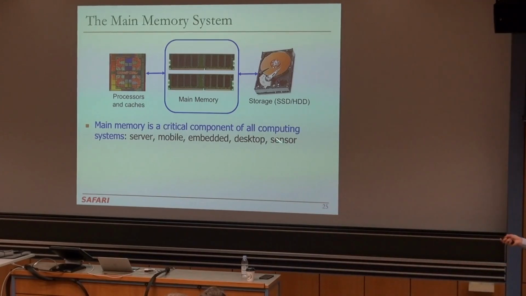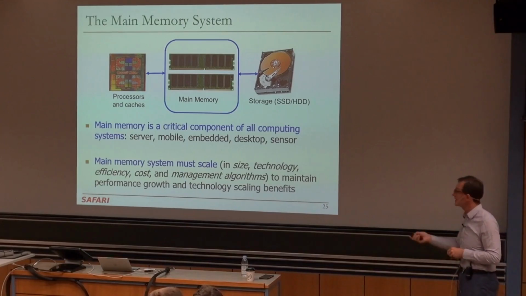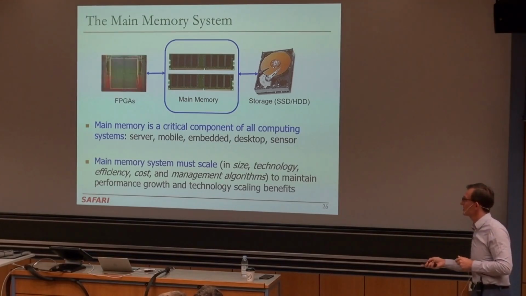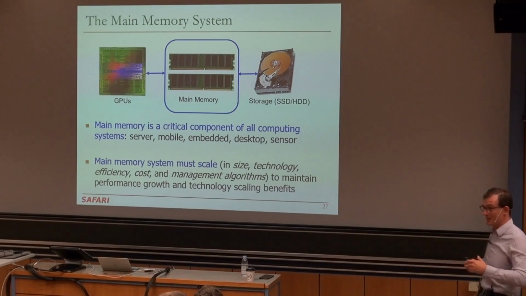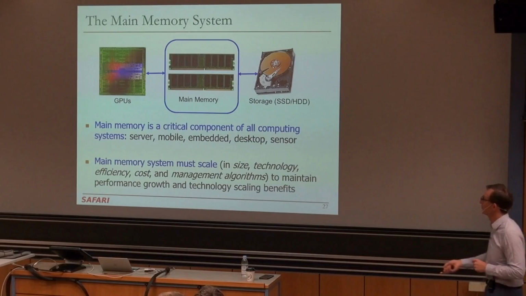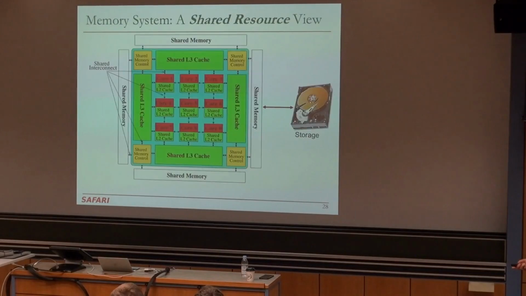Okay, but memory exists everywhere, and it must scale in many dimensions, like size, capacity, technology, efficiency, cost, and the algorithms we use to manage it, to maintain the performance growth and the scaling benefits that we need from the systems. And it doesn't. Today we're attaching many things to main memory: processors, FPGAs, GPUs, and heterogeneous combinations of all of those. And some accelerators that I don't even put over here, video accelerators, for example. They all need memory, and they all contend for memory also.